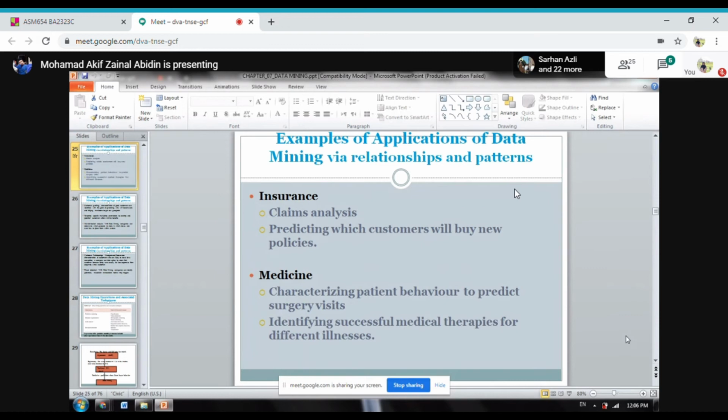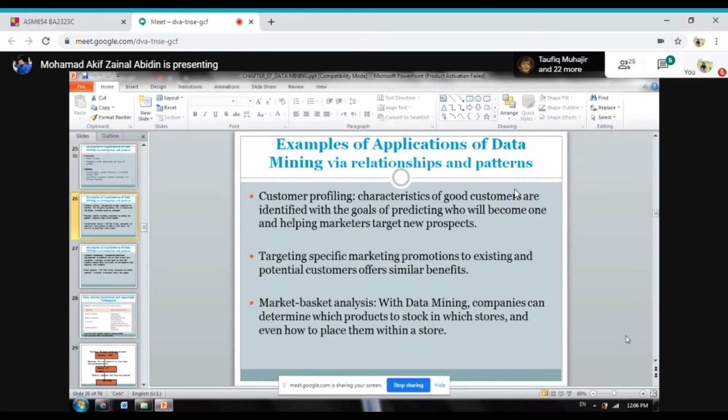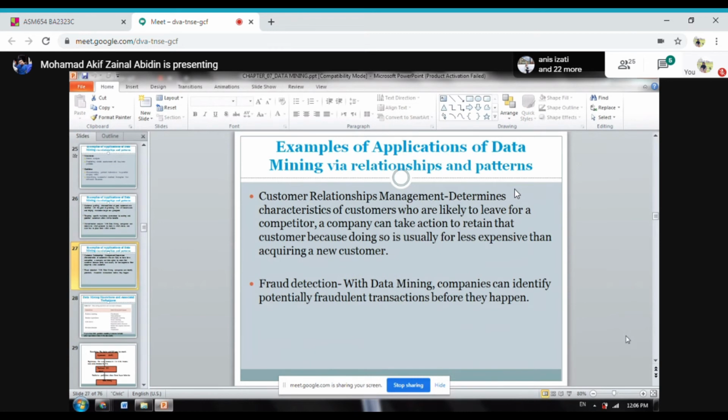Okay, next. All the examples in the next slide are the same. This one is also the same, customer profiling, market analysis. Okay, next. There are many examples given here. So normally we ask for only 4. In the question normally we ask you to give only 4. Right? CRM, fraud detections. Next.